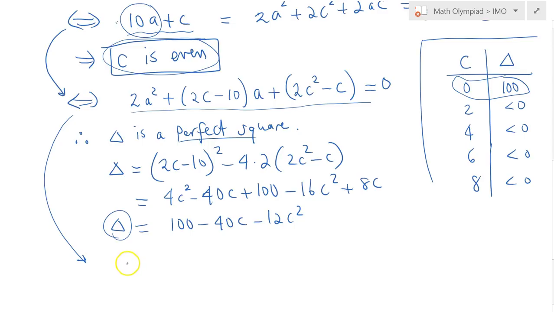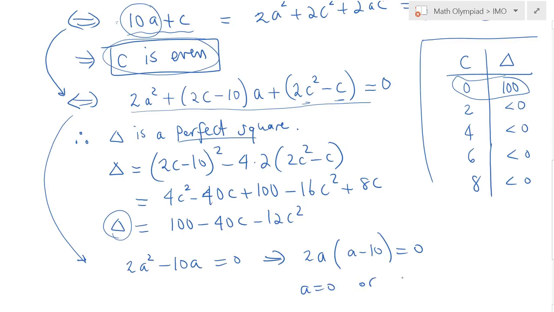So we have 2a squared plus. Remember that c is equal to 0, so it's really 2a squared minus 10a, and then 0 here, 0 here, so that's it, equal to 0. I don't need to use the quadratic formula really. I can factor out 2a, so I would have a minus 10 equal to 0. So a is either 0 or a is equal to 10.